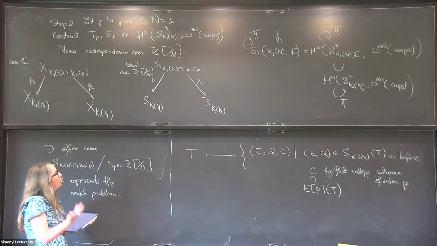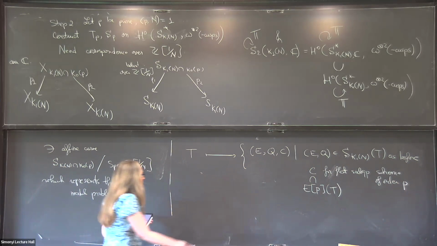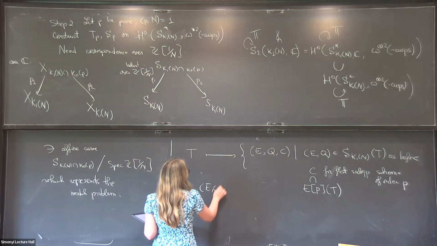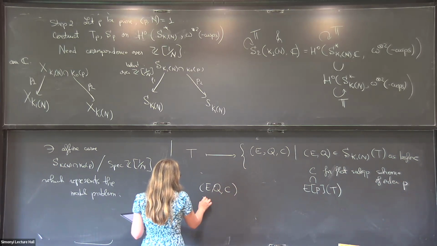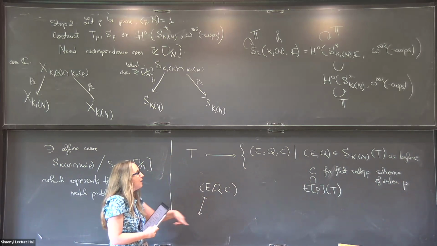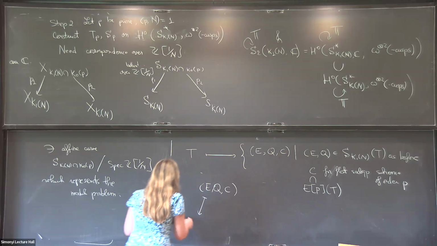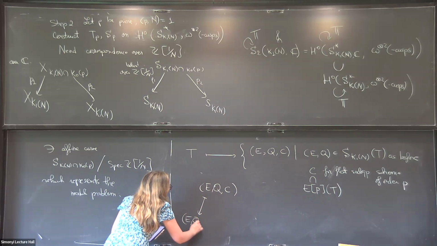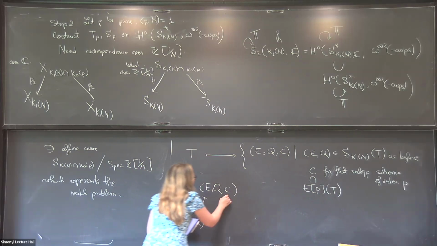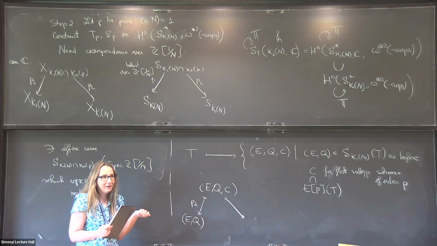And then it turns out that you have a description for what P1 does and what P2 does. So over here, I have E, Q, and C, and this is the forgetful map. So I just forget the extra structure that I've added at this level K naught P. So I forget the C. This just gets sent to EQ. That's P1.